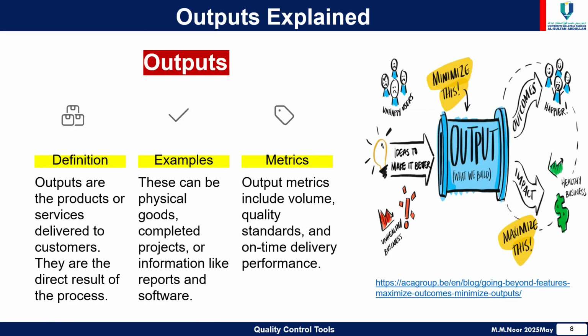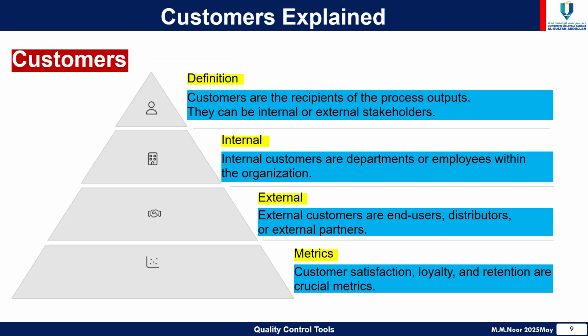Output explained. Outputs are the results of your process. In the car repair example, the output is a fixed car, but it could be things like the invoice or a warranty report. The key is to make sure these outputs meet your customer's expectations. If you fix the car but forget to provide the paperwork, the customer experience isn't complete.